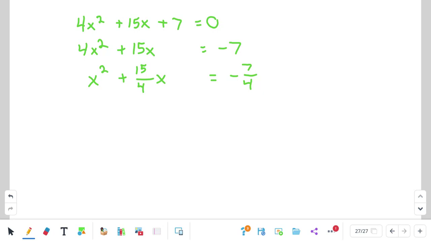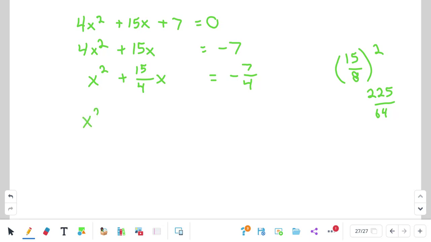Okay? Then you'd have to figure out, what do I need to add right here, actually on both sides. Okay? Well, to do that, you'd have to take half of 15 fourths and square it. Okay, let me say it again. You'd have to take half of 15 fourths and square it. Well, half of 15 fourths is 15 eighths, and then square that, and you get 225 64ths. Okay? Oh my gosh.